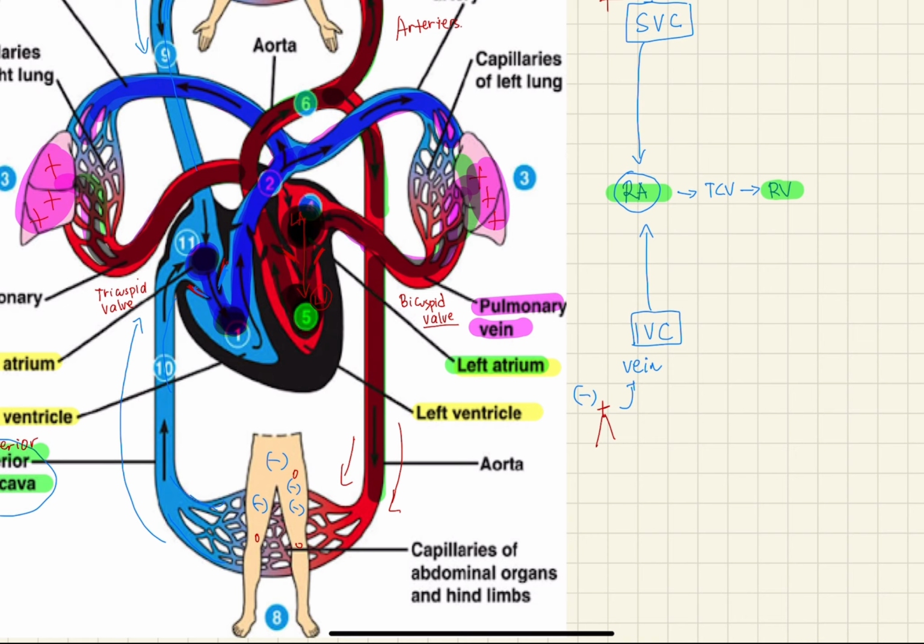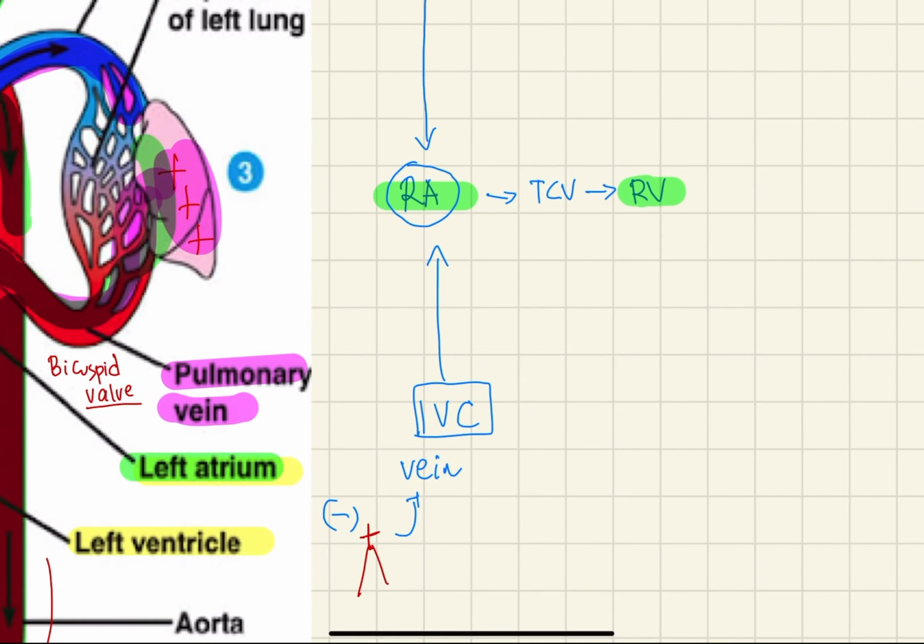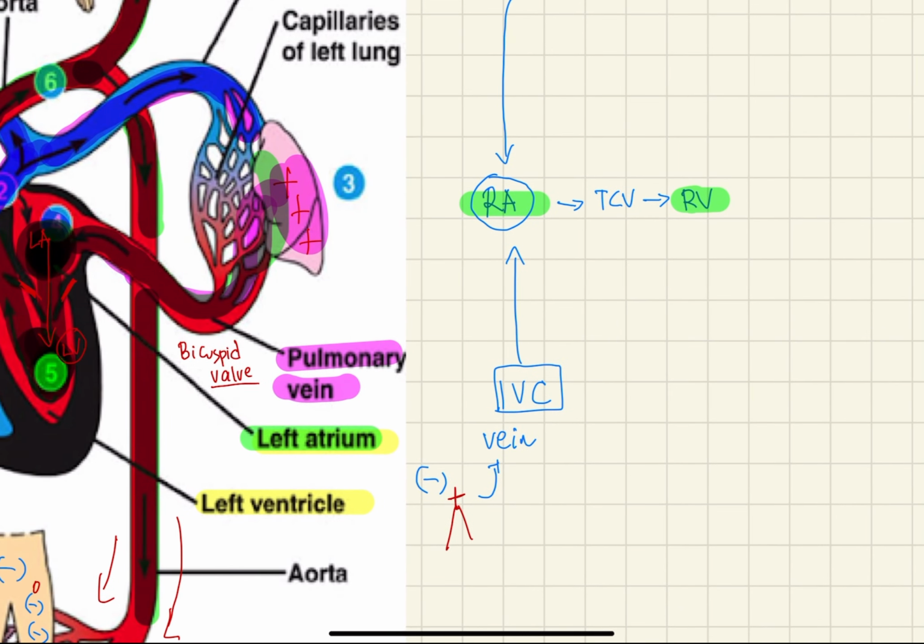Now, after the ventricles contract, yun pong dugo is dadaan sa pulmonary artery and then magdi-divide siya going to the left and the right lungs. Okay. So what will happen? Yung unoxygenated blood po from the right ventricle, pareho silang dadaan sa pulmonary artery.